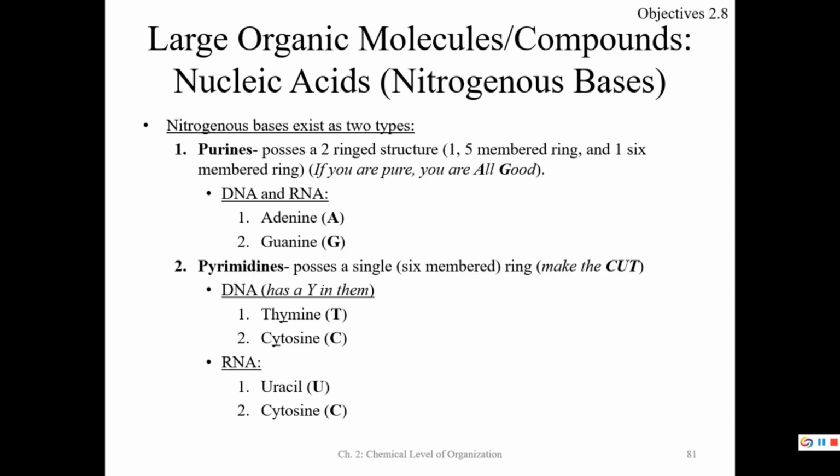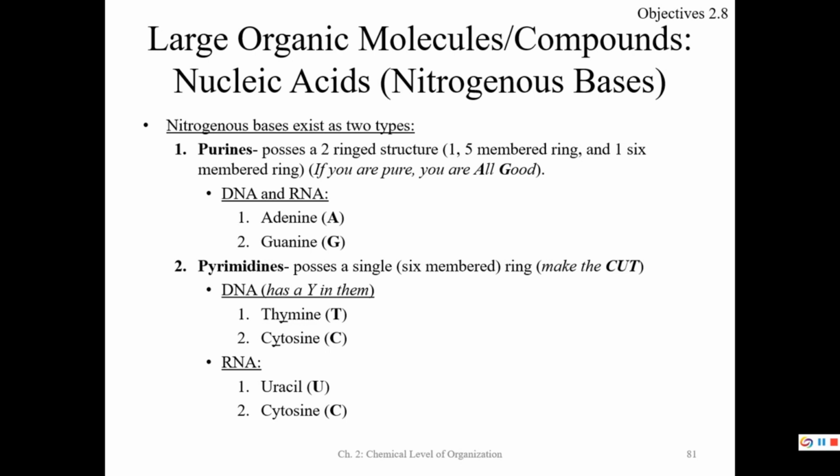So, okay. Now, these nitrogenous bases come in two types, purines and pyrimidines. Purines have two rings. One of them is 5-membered, one is 6-membered. But I want you to remember this more than anything: if you're pure, you're all good. Adenine and guanine, all good, are purines. If you're purine, you're all good.